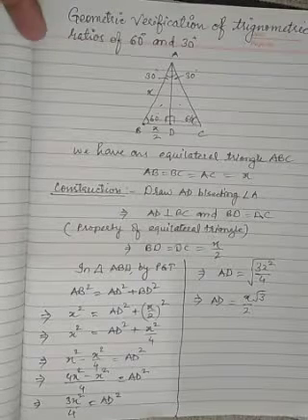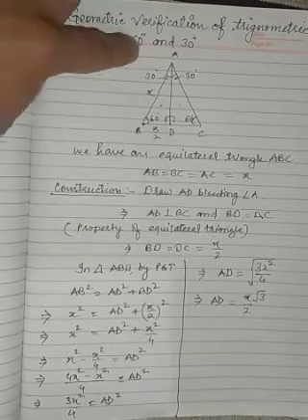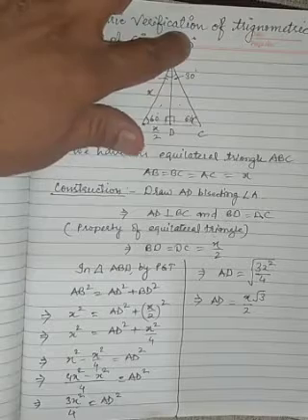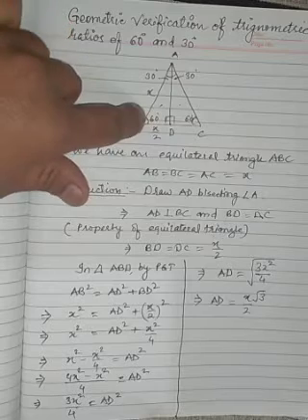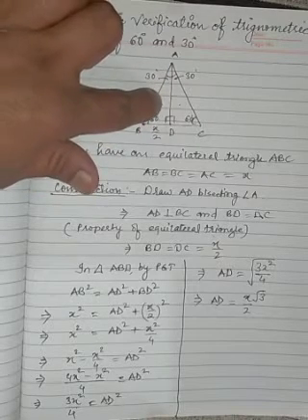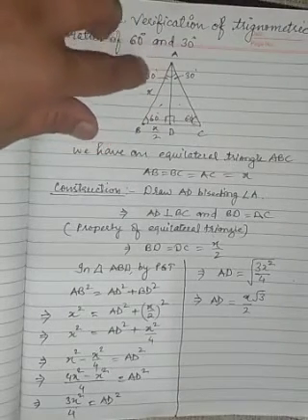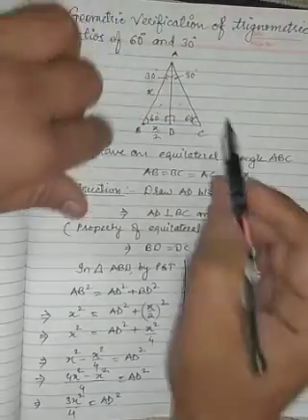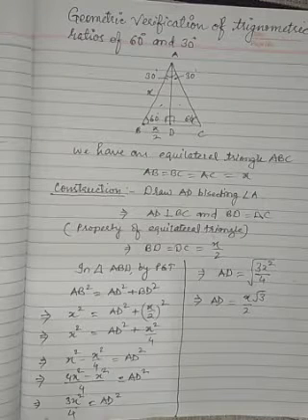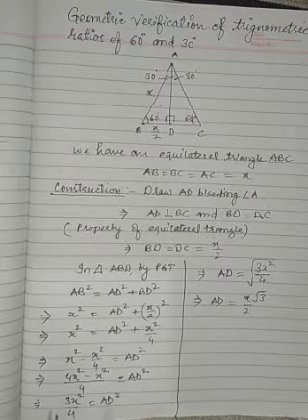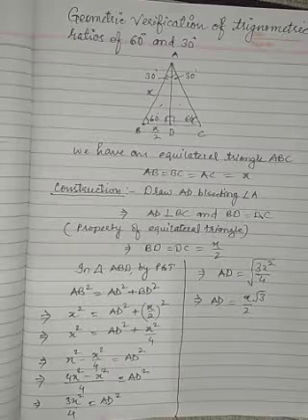So now we will find out the geometric verification of trigonometric ratios of 60 degree and 30 degree one by one. For finding the trigonometric ratios of 60 degree, we already have this 60 degree as the base angle, so we can use this triangle ABD as it is. But to find the trigonometric ratios of 30 degree, we will rotate this triangle in this direction to convert 30 into our base angle. So let us first find the trigonometric ratios of 60 degree. So we start with sine.